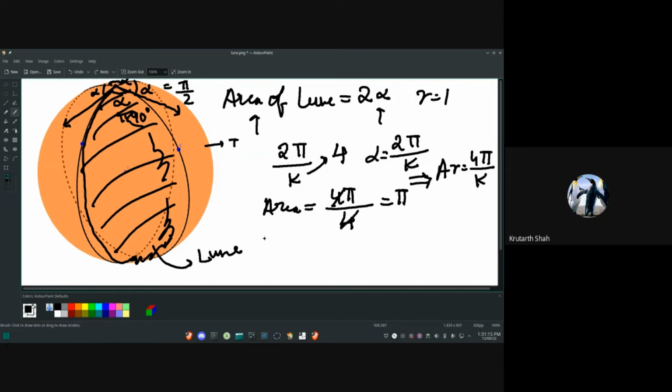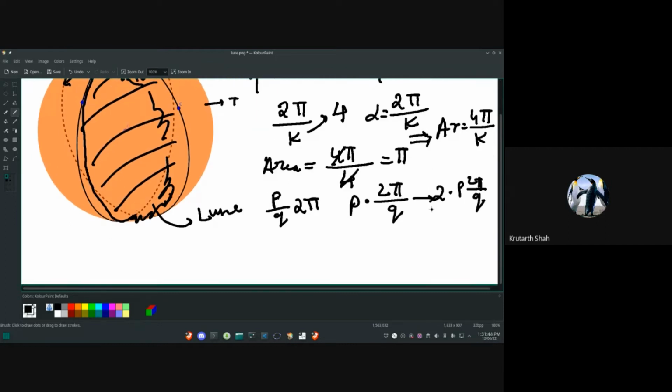Now next what we can do is we can show it for p by q times 2 pi, which is similar. Since it's p times 2 pi by q, instead of picking one piece, we can pick p pieces. And since the areas get split evenly, this also has area 2 times p times 2 pi by q. So we have shown this for p by q times 2 pi.